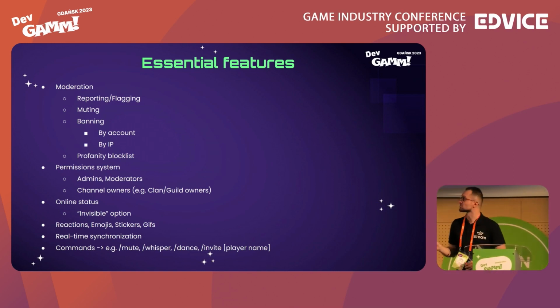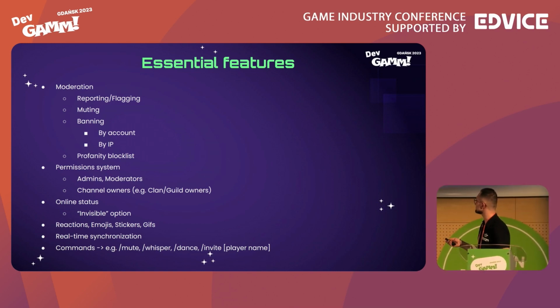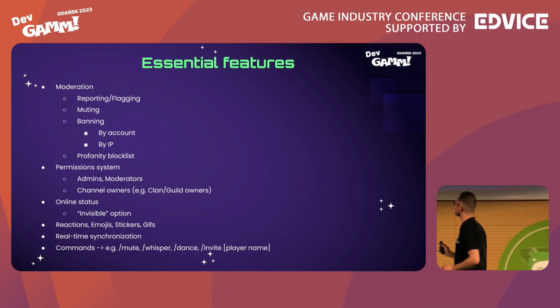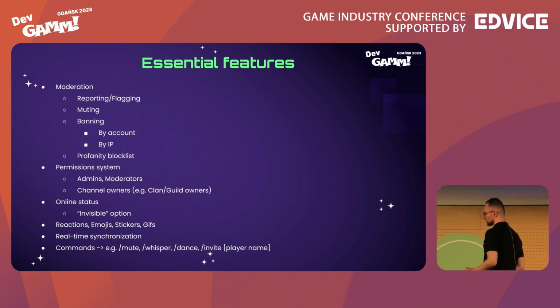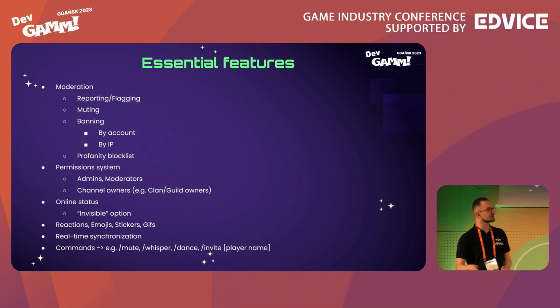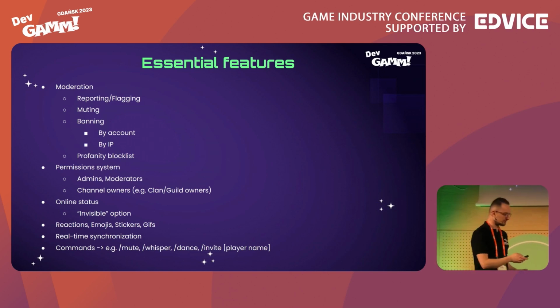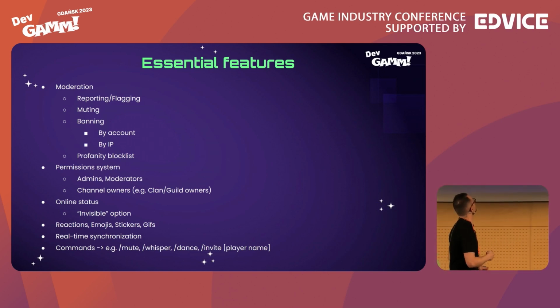The last thing you might consider, if it fits your game, is commands, often also called slash commands. These are special messages that are not visible to other players, but they do trigger some kind of action within the game itself.